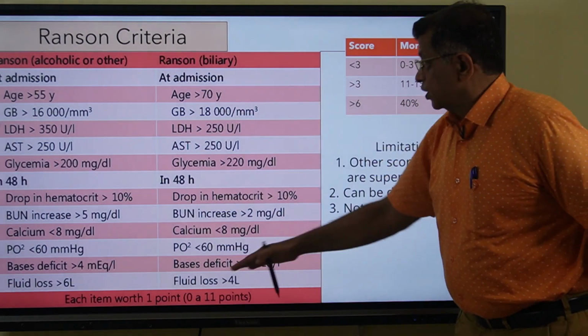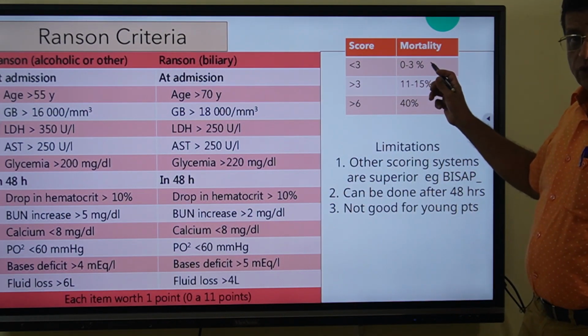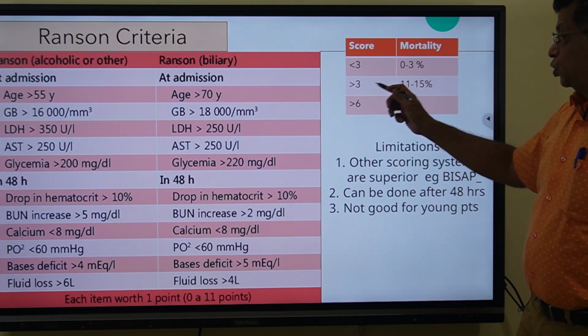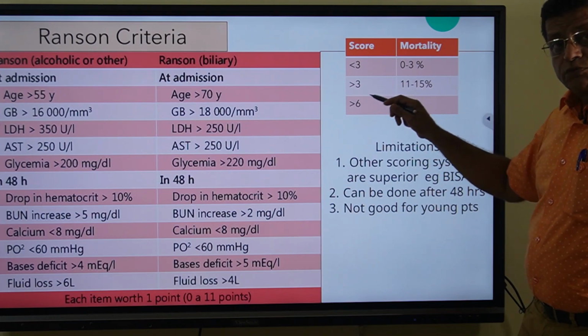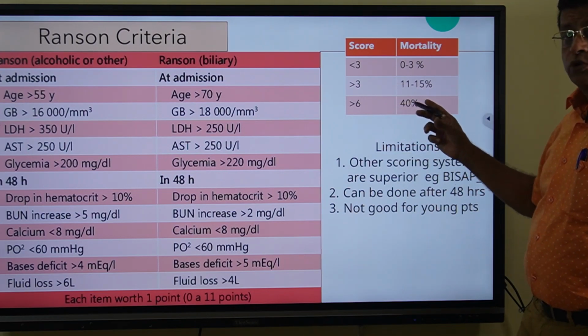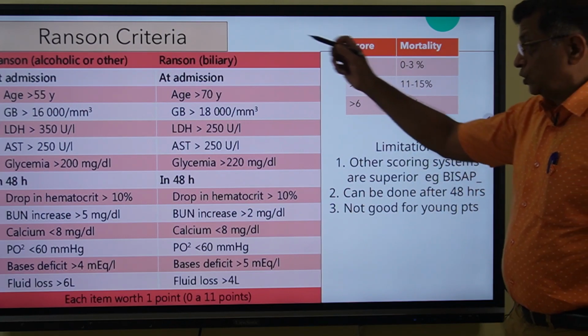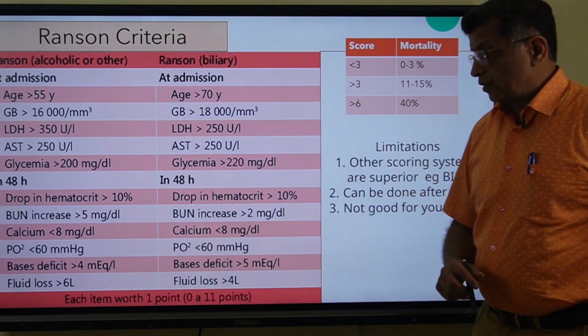If the total score is less than 3, then the mortality is 0 to 3%. If the score is more than 3, the mortality is 11 to 15%. And if the score is more than 6, then the mortality is more than 40%. So if the score is more than 6, then the patient is very critical.